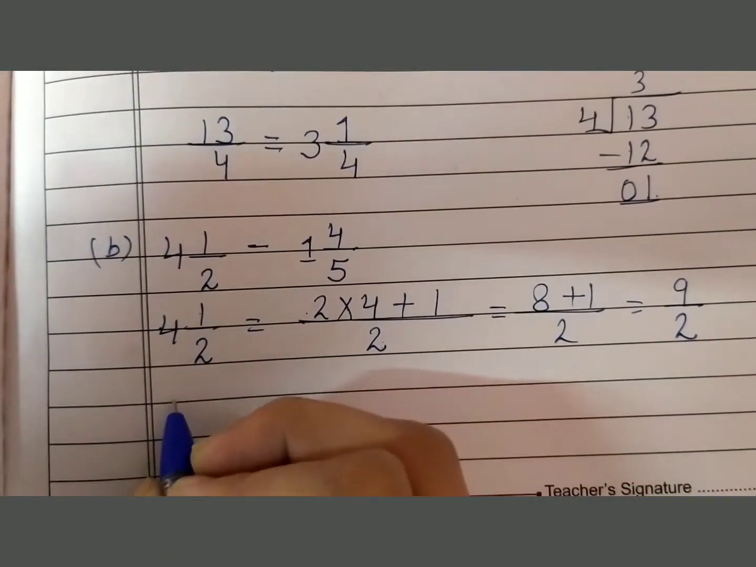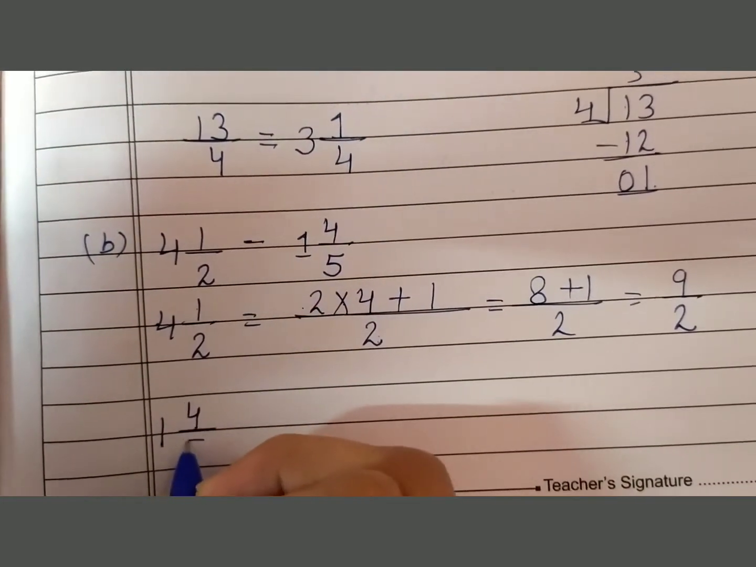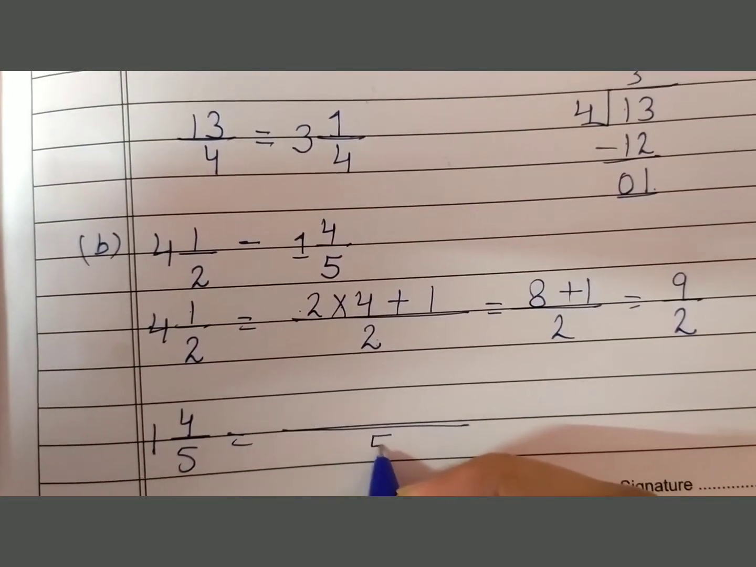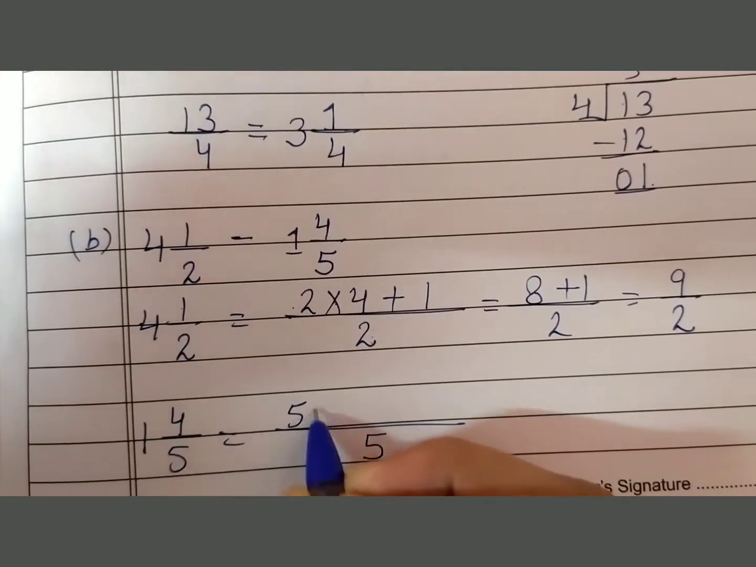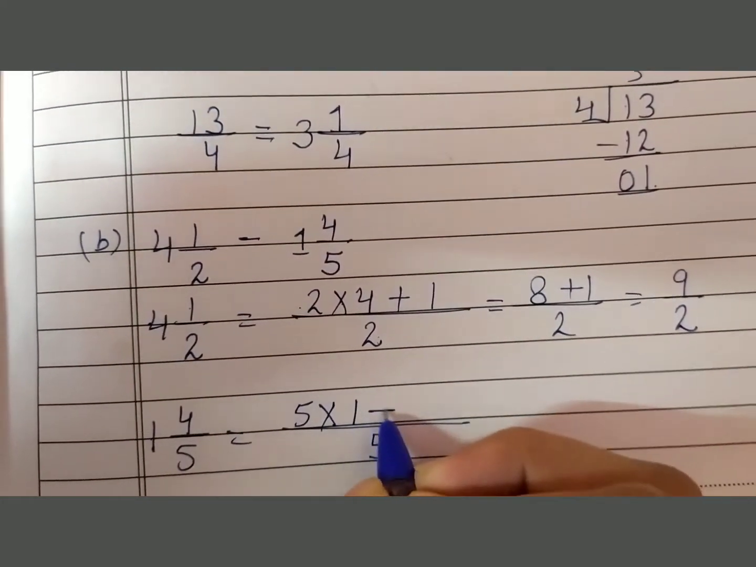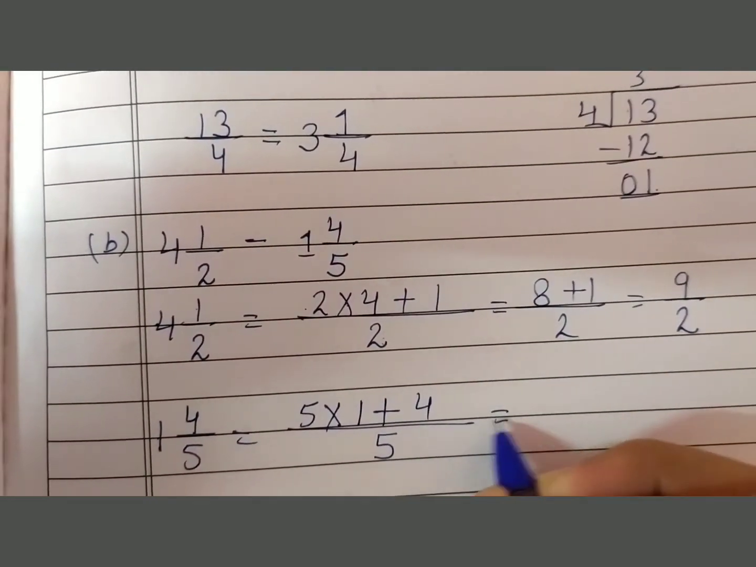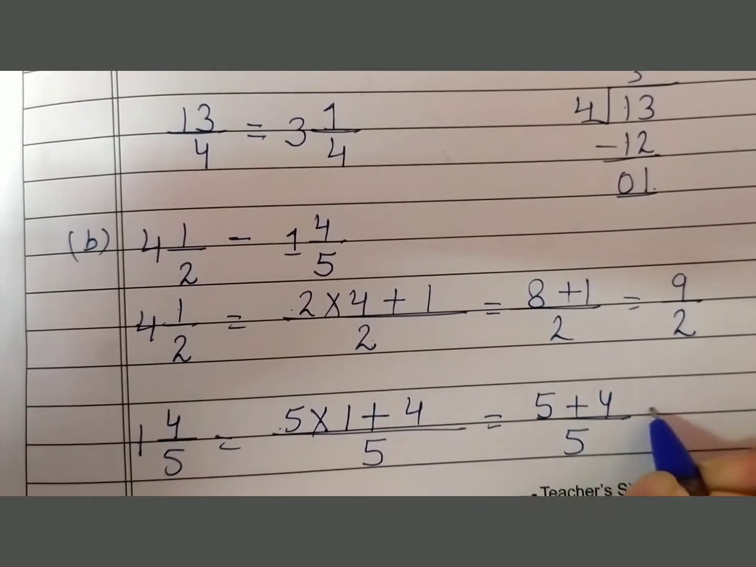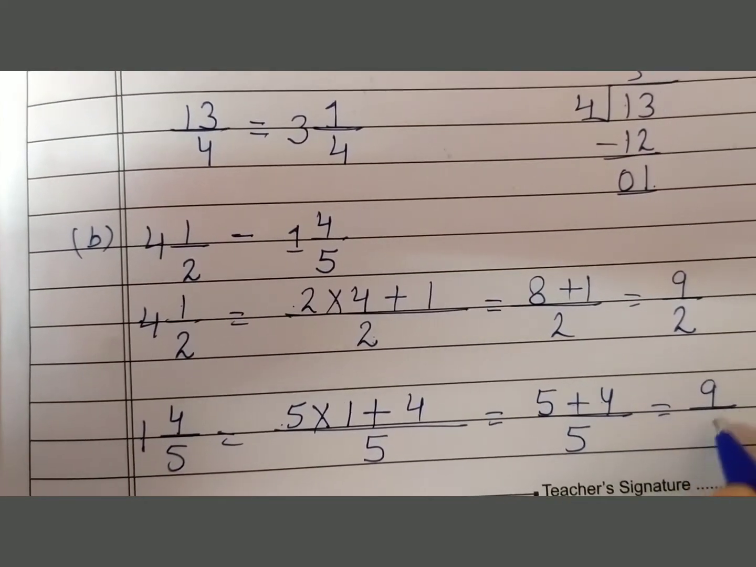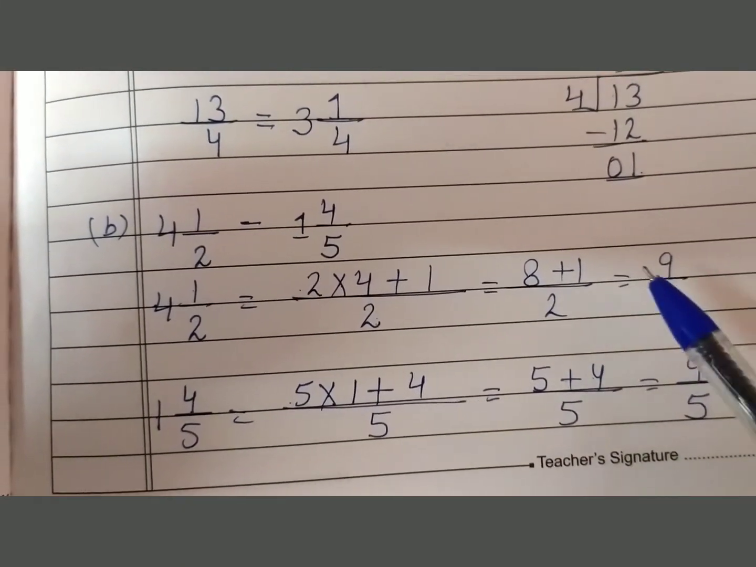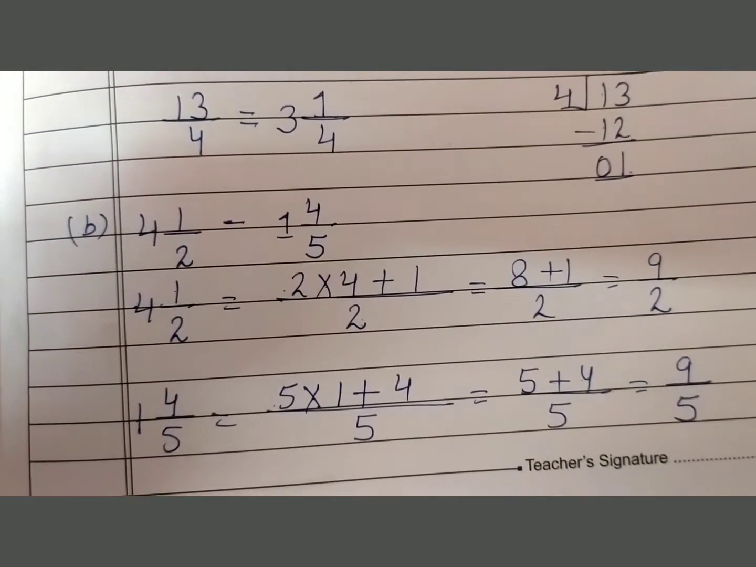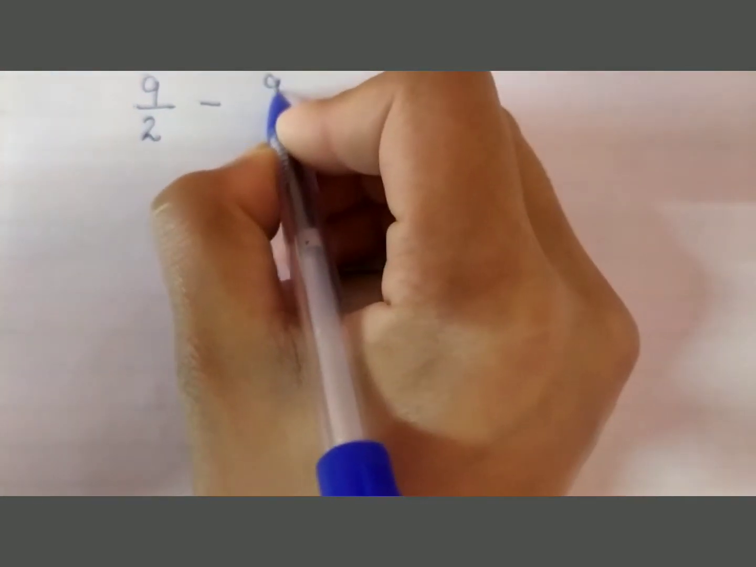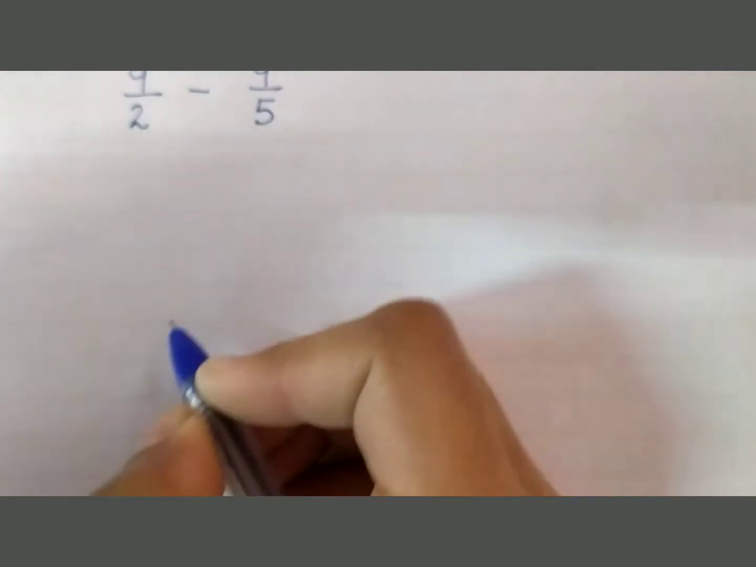Okay. Next is 1 4 upon 5. Write 5 in the denominator. In the numerator, 5 multiply 1, add 4. 5 multiply 1, 5 plus 4 upon 5. 5 plus 4, 9 upon 5. Your fraction is 9 upon 2 and 9 upon 5. That is 9 upon 2 subtract 9 upon 5.